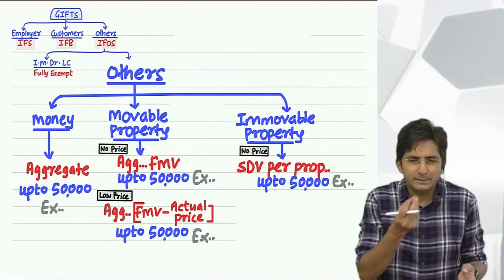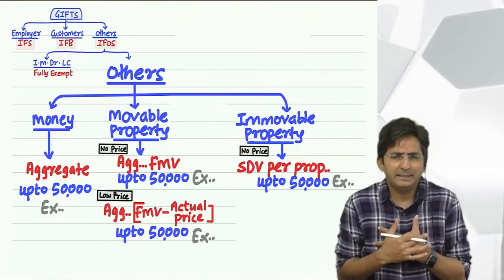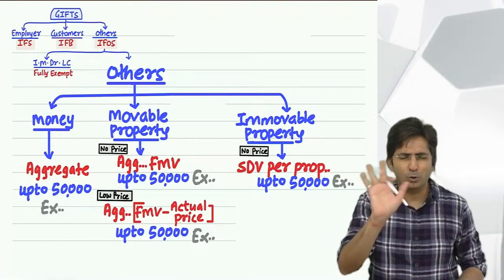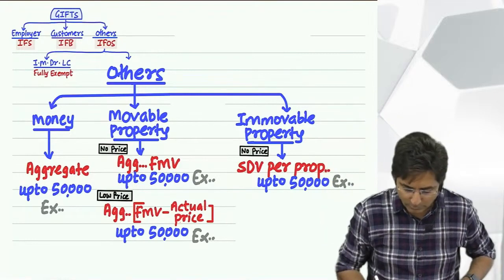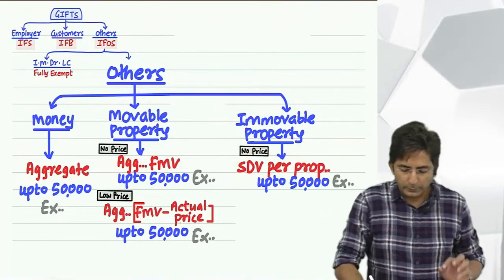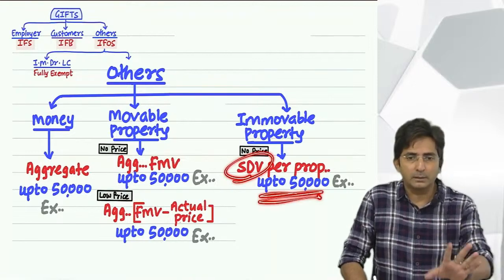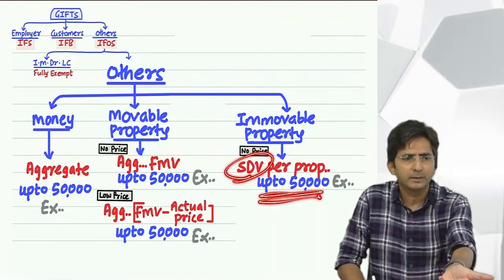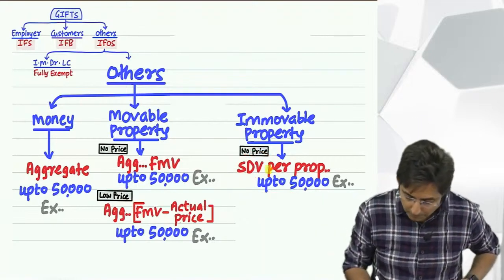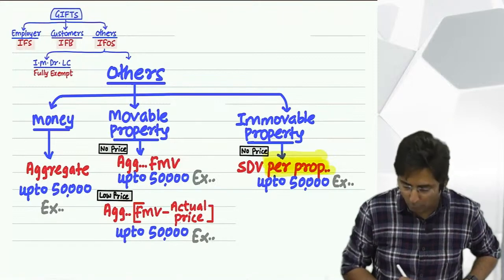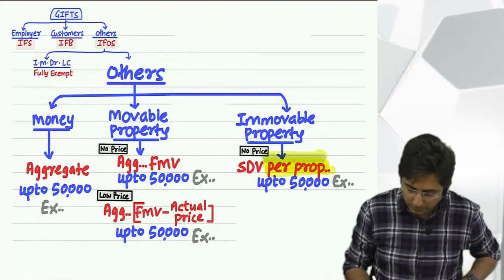It is just a difference in the wording. Feeling wise, meaning wise, it is market value only. Please don't think it's something out of a different world. So this is as good as market value. So in the question they will say stamp duty value was 40,000, 30,000, meaning up to 50, then exempt. And if it is above 50, fully taxable. But you will see per property. See, I have highlighted here per property. You have to see per property.